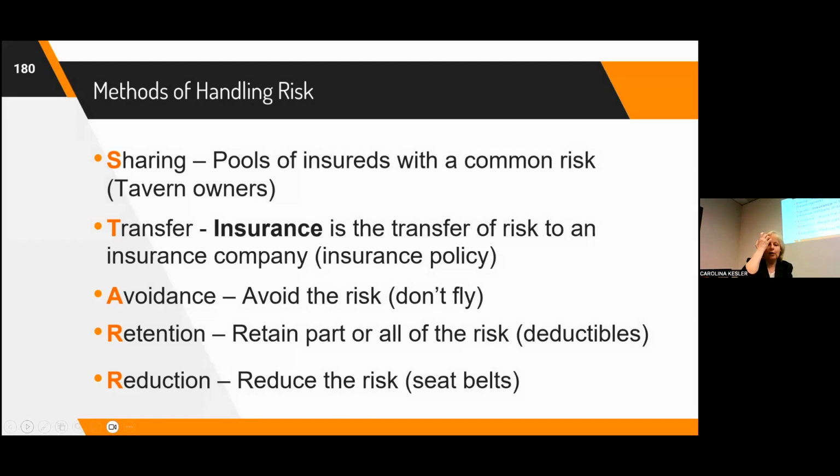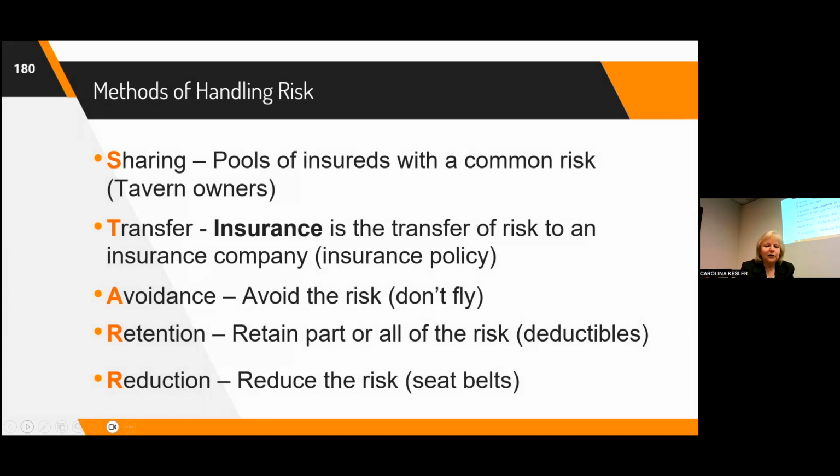Here's the star. Sharing, transfer, avoidance, retention, and reduction of risk. Sharing risk are pools of insurers with a common risk, like a bunch of tavern owners, right? They can get together and share their insurance costs. Transferring is the most common kind of handling your risk. You're going to transfer it to an insurance company by paying a premium, right? So that's the basic premise of insurance, is transferring risk.